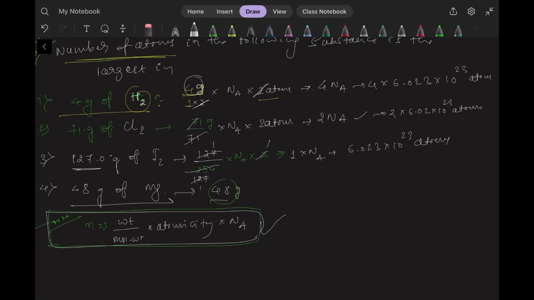Even though we have a higher value initially, the number of atoms in that is comparatively very small. So directly don't judge the question based on its given data. Try to solve.